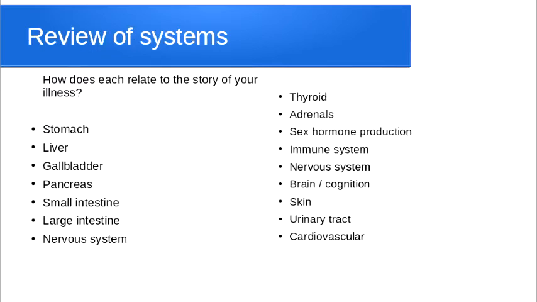So when someone comes in with multiple symptoms related to many different systems in the body, you take the history, you look at what each symptom says about the overall story of their illness, and that leads towards specific action.